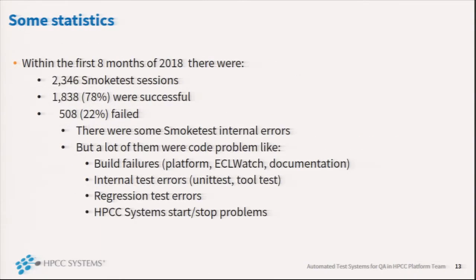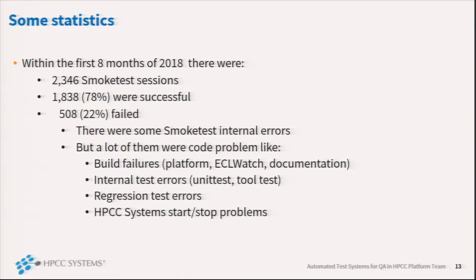Okay, some statistics from the first 8 months. We have more than 2,000 sessions. That means 2,000 new pull requests or changes in pull requests, new pushes. 78% were successful, the rest were not. Why? Actually, I have no statistics about what happened, but it happens. Some part of the smoke test itself failed, because a new component was introduced and the smoke test doesn't expect this, or some merge issue happened, that's my fault.